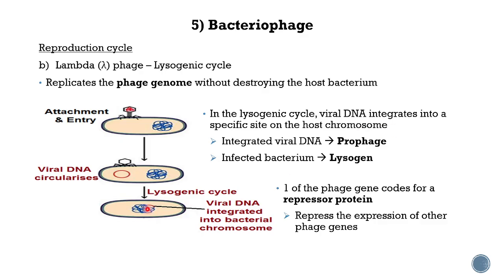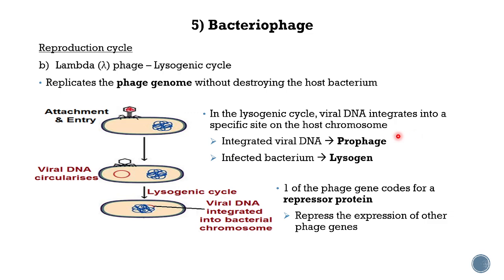So as you can see here in red, if you can see the color, right? The viral DNA will be inserted in a site in the bacterial chromosome. In this case, the naming changes. We will call the integrated viral DNA a prophage, and this bacterium carrying this prophage is known as a lysogen. So when you see the word prophage, you know this is referring to the viral DNA that's already integrated into the chromosome of the infected bacterial cell.